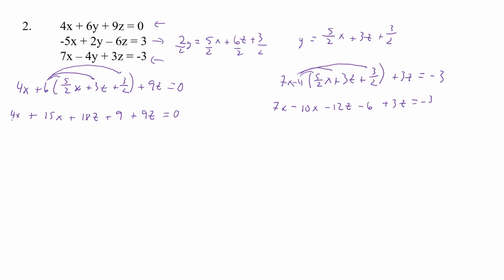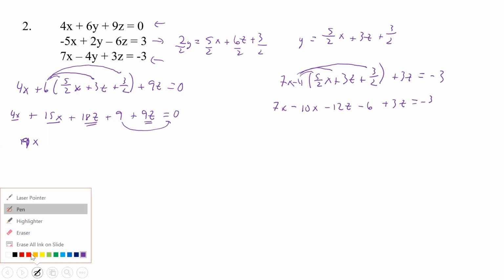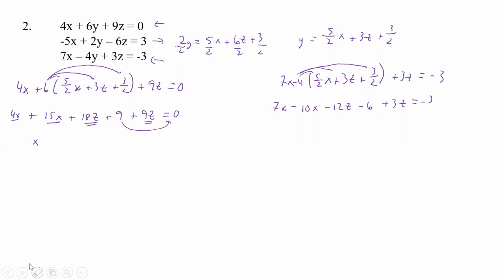Now we add like terms, so we have 4x, 15x, 18z, 9z, and we'll take the 9 over. So we have 4x plus 15x, so that's 19x. And let's make it so it's readable, or we'll write the wrong problem. So that was 19x. And then we have 18 plus 9, so it's going to be plus 27z. And then that equals a negative 9, because we're going to subtract it from both sides.